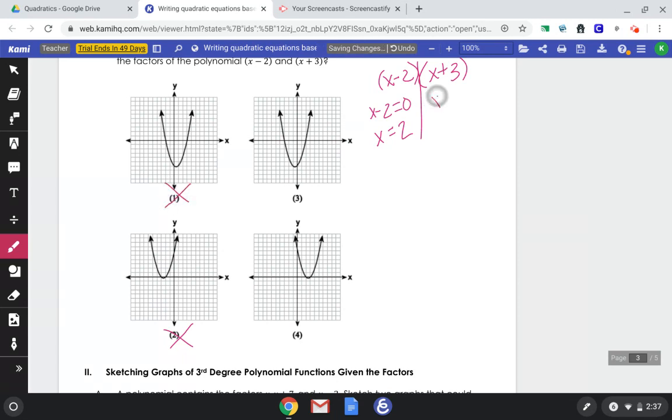So now let's solve this one. x plus 3 equals 0. That means x is going to equal negative 3. Graph number 4 does not go through at negative 3, but graph number 3 crosses at x equals 2, and it crosses at x equals negative 3. So that would be our answer.